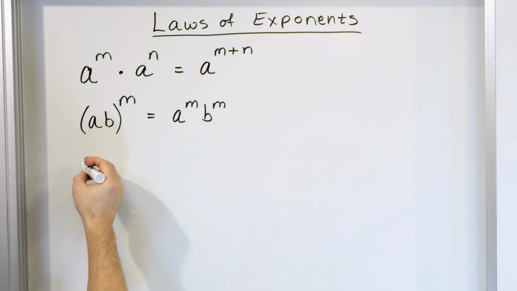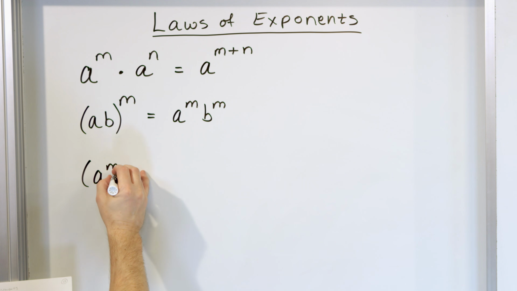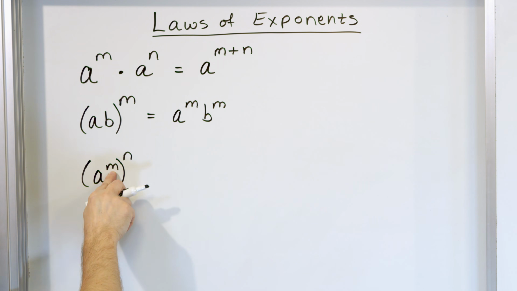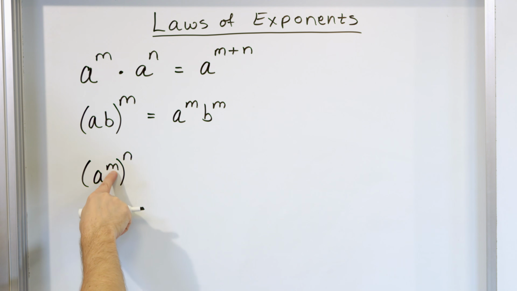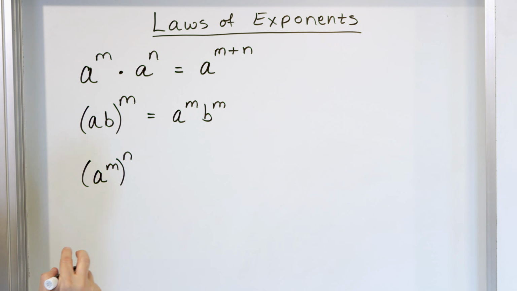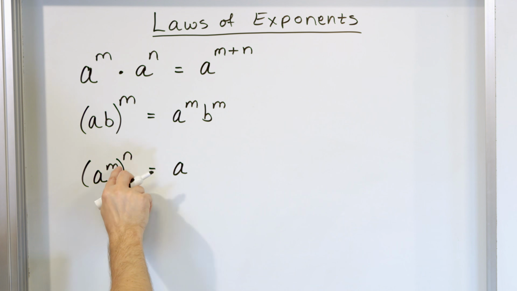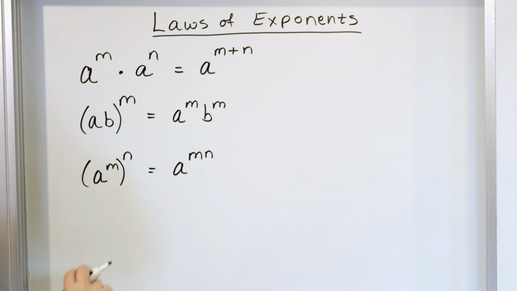The third law of exponents is going to be a to the power of m, also raised to the power of n. So this would be like x squared raised to the third power. So m and n are different exponents, but one thing is raised to a power, and then the whole thing is raised to the power again. What you have in this case is the same base, but you multiply these exponents together. So it's a to the power of m times n.